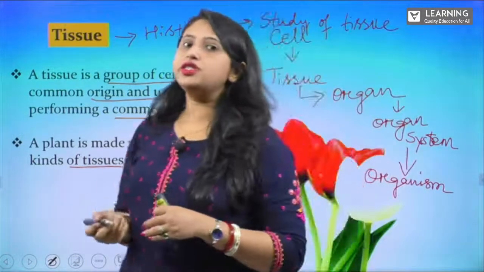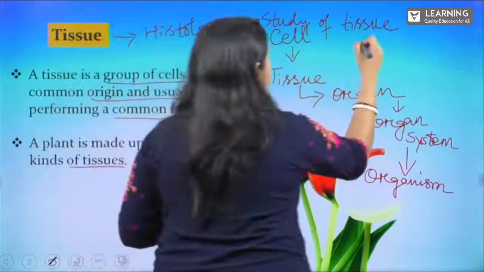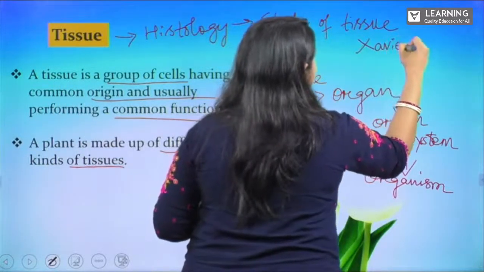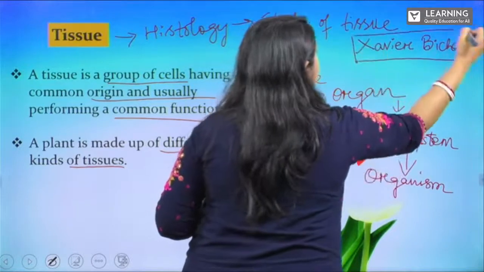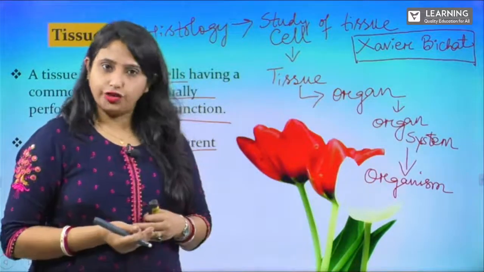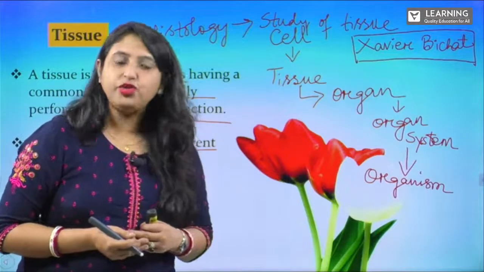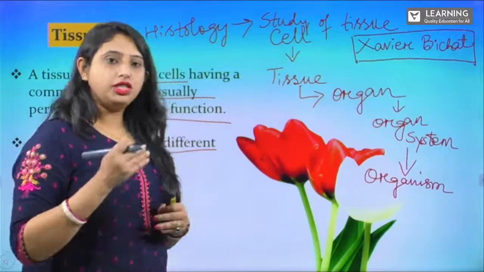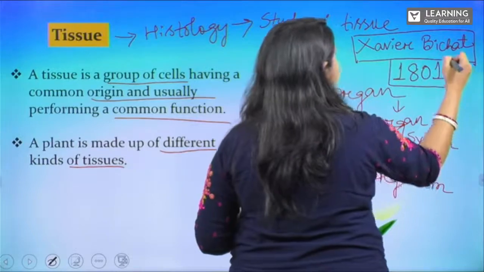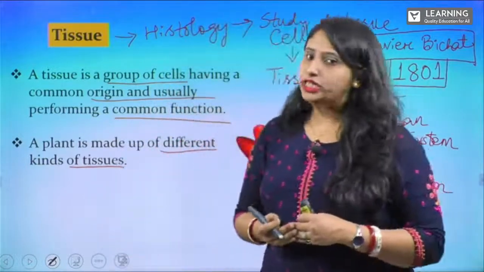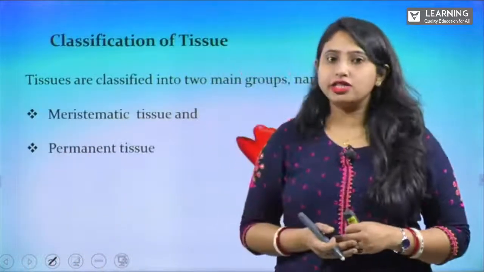Now, who is the first person to discover tissue? His name is Xavier Bichat. He is known as the father of tissue. How did he discover it? When he was studying anatomy, he discovered the term tissue in the year 1801. Clear about tissue? Let's move to the next topic, classification of tissues.